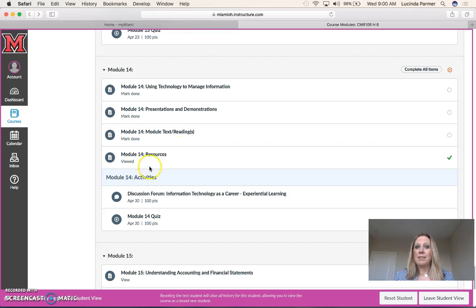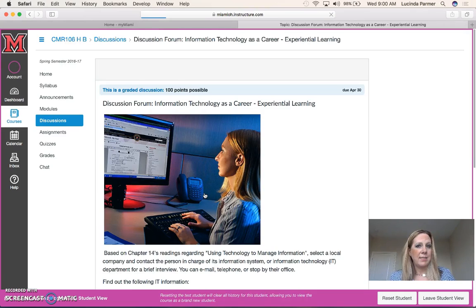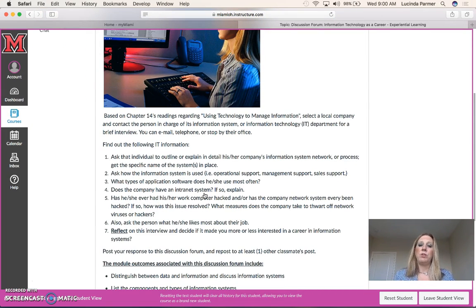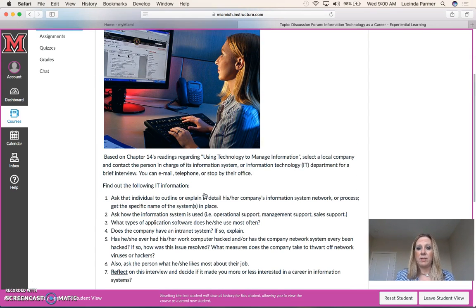So let's look at your Module 14 activities. It's going to be a discussion forum, and I really love these because it gives me an opportunity to get involved with the discussion too. And everyone has done so well on these forums. I've just been really impressed. So this is another experiential learning activity in the form of a discussion forum. Essentially, I want you to select a company and contact the person in charge of its IT department, information technology department, or someone who works in it.